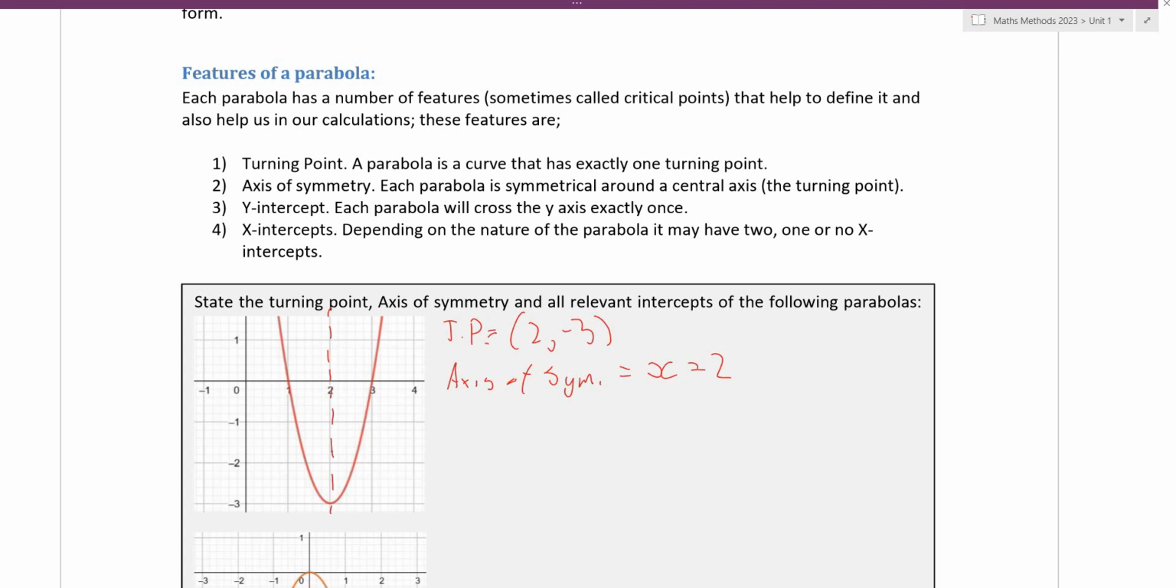Relevant intercepts. What intercepts do I have? Yep, and where are the x-intercepts? 1 and 3. For our x-intercepts, we want to give our coordinates. So the first coordinate would be (1, 0) and my second coordinate would be (3, 0). And do we have the y-intercept? It's not shown to us, so we can't really say what it is. So it can be a question mark.